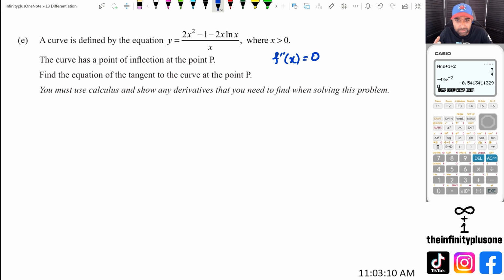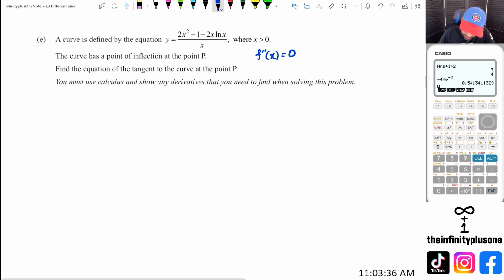So basically we double differentiate this function, and then we put it equal to 0 to find out what the x value of P is. Then we go back to f dash of x, and we find the gradient. We find f of x to find the y value, and then we get the equation. So it's a fairly straightforward Excellence question, but let's see how this goes.